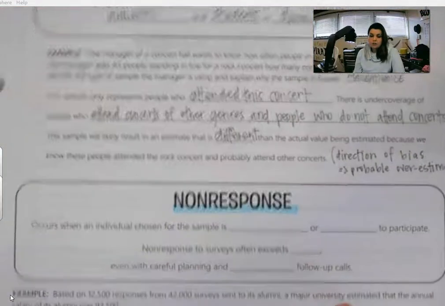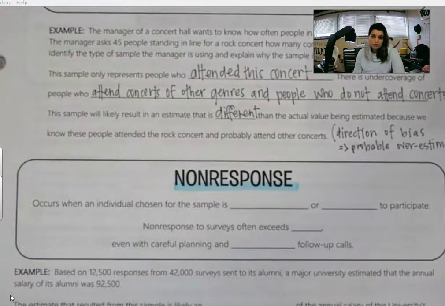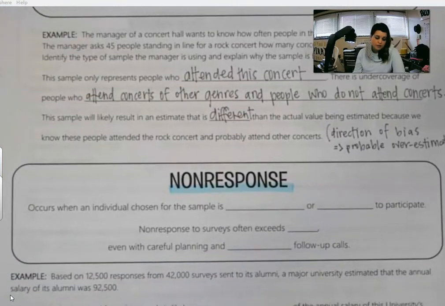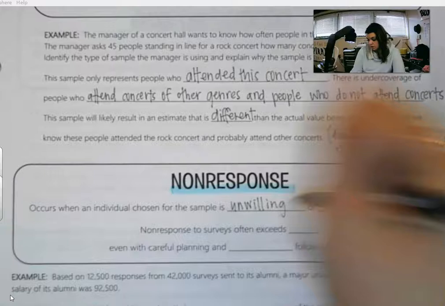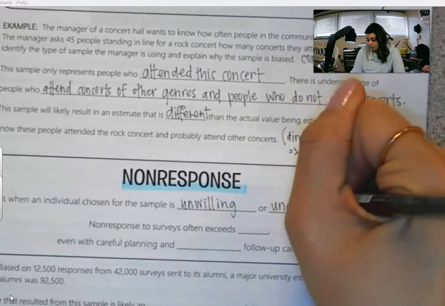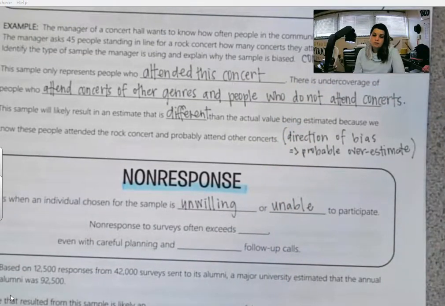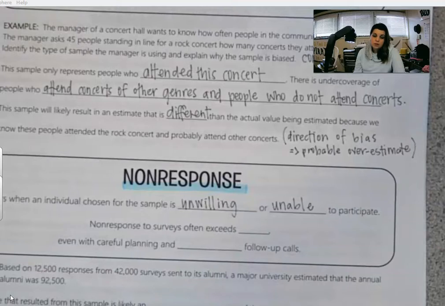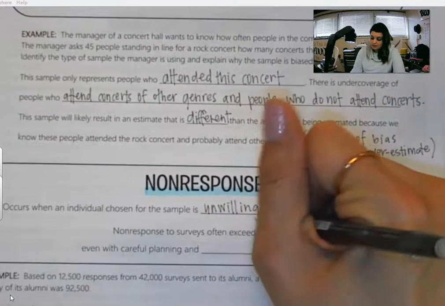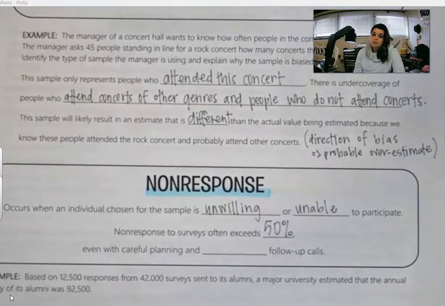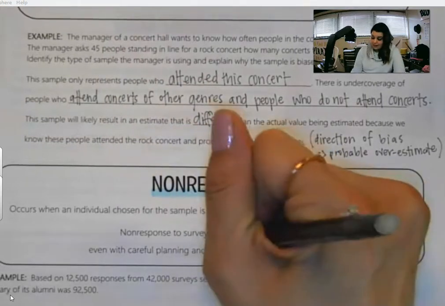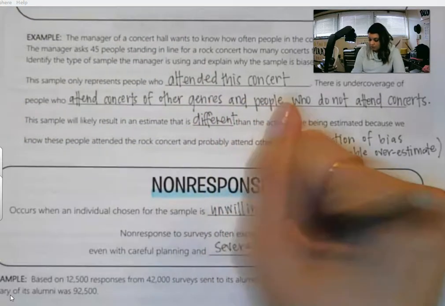Next up is non-response. Non-response occurs when an individual chosen for the sample is unwilling or unable to participate. Non-response to surveys often exceeds 50%. So even with good sampling, non-response is an issue. Non-response happens even with careful planning and several follow-up calls.